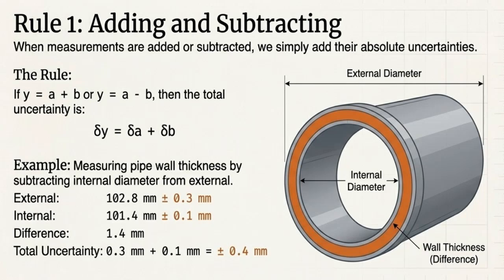The difference, which is the wall thickness, is 1.4 millimeters. Adding the uncertainties, 0.3 plus 0.1, gives a total uncertainty of plus or minus 0.4 millimeters for the wall thickness. This simple rule helps us understand and account for the possible variation in our measurements whenever we combine values through addition or subtraction.